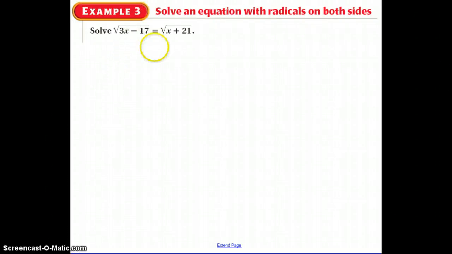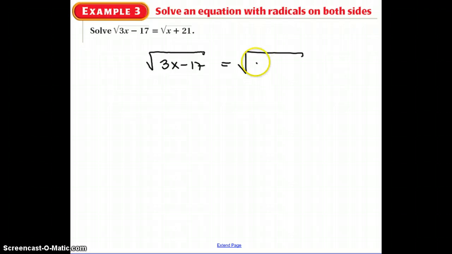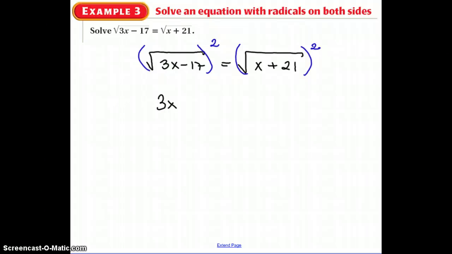Okay. So sometimes you have it a little easier because this actually requires even less work. If you have a square root of an expression equal to a square root of another expression, and there's nothing added to the square root or multiplied, it's just square root equals square root, all you have to do is square both sides because you just need to get rid of the square root. And what we're going to get on the left side is 3x minus 17. And on the right side, we're going to get x plus 21. And we have to solve.